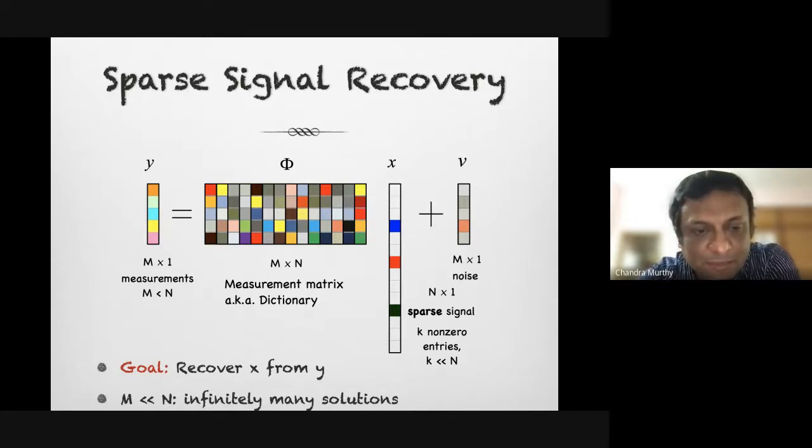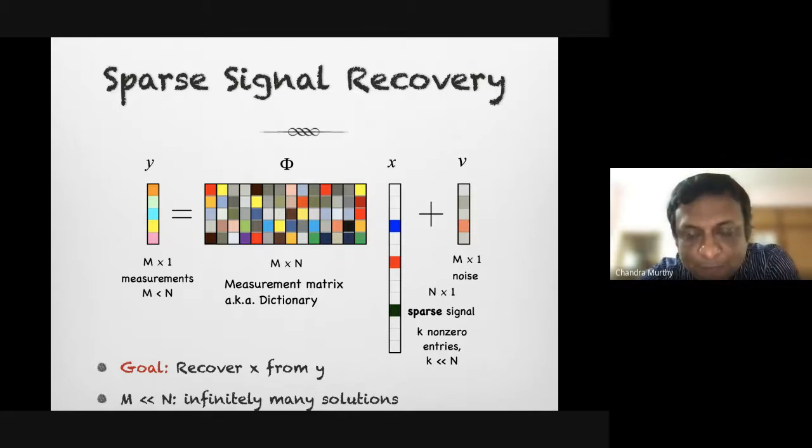So the vector y is called measurements or observations. The matrix phi is often called the measurement matrix or also the dictionary. And the vector x is the sparse vector that you want to recover. And the structure that we will impose on this vector x is that it is sparse, meaning that it has only k non-zero entries, and k is much, much less than the length of this vector n. And of course, v is a noise vector. And so this is an additive noise model, which is common in most measurement systems.